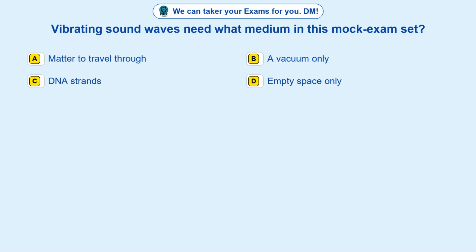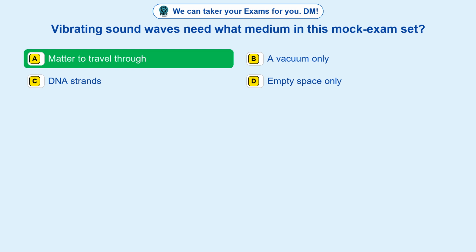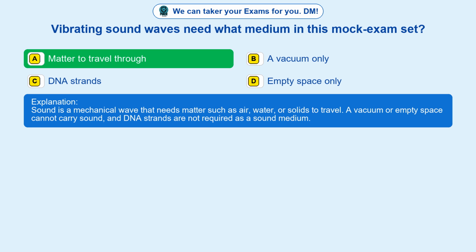Question 65. Vibrating sound waves need what medium in this mock exam set? Option A, matter to travel through. Option B, a vacuum only. Option C, DNA strands. Option D, empty space only. The correct answer is option A, matter to travel through. Sound is a mechanical wave that needs matter such as air, water, or solids to travel.